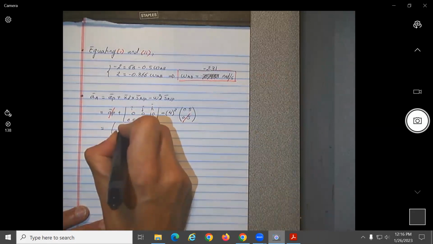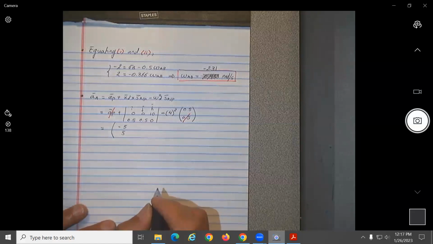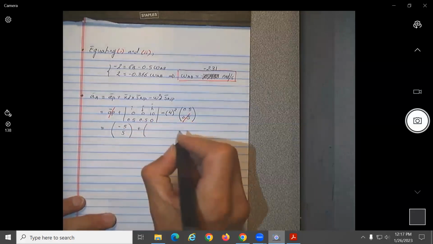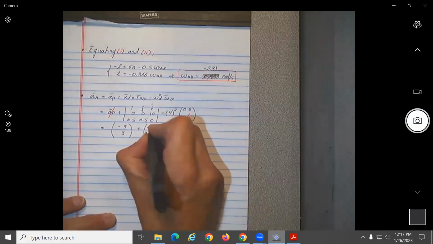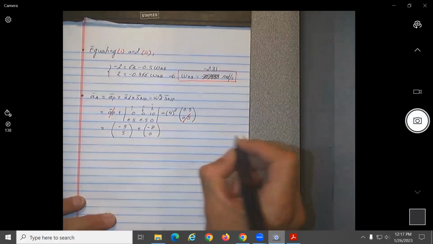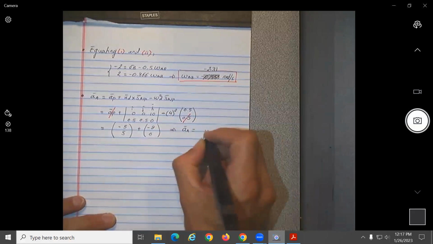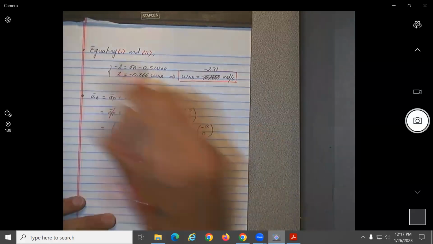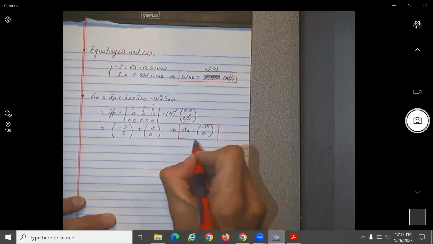Negative 5. Okay, let's do one by one this time. Plus would be 16, negative 8, no? Yes. Negative 8 and 0. So this will give us the first expression for acceleration of A, which should be equal to negative 13, 0. Negative 35.